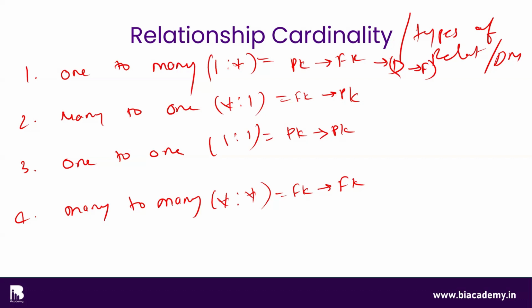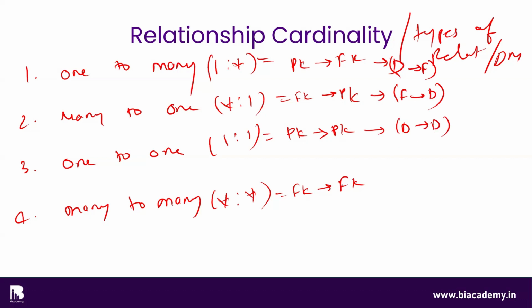If you talk about many to one, foreign key to primary key, we can say foreign key is always present in fact table and primary key is always present in dimension table. So this relationship will be fact to dimension. Primary key to primary key, we know primary key is always there in dimension table. So this will be dimension to dimension.